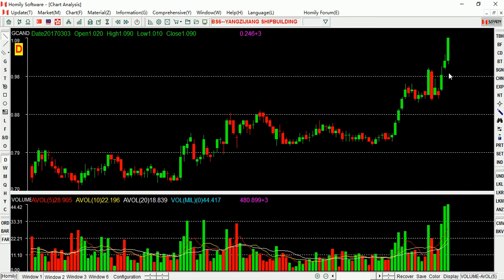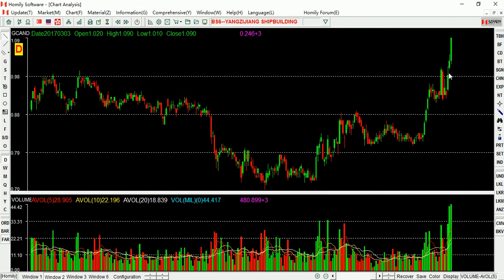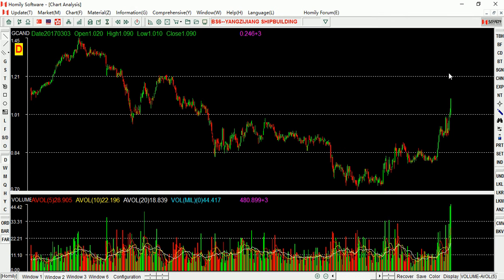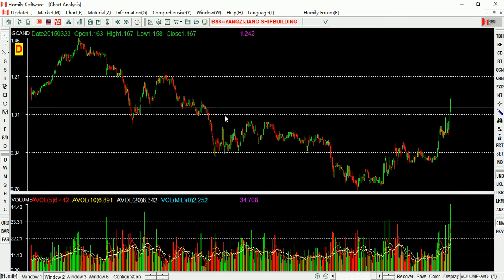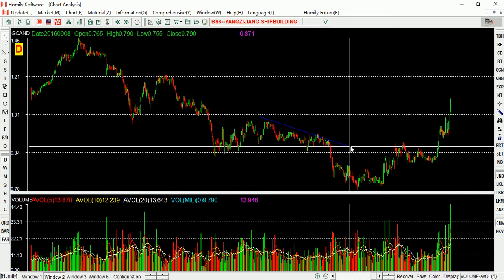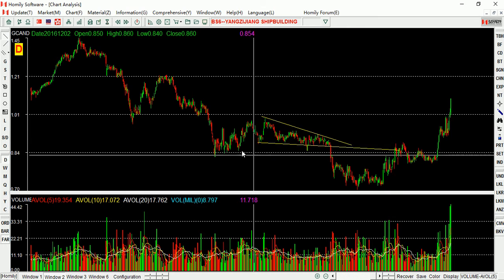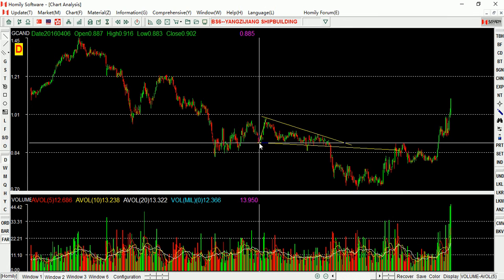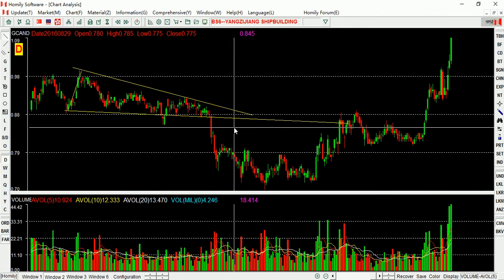Then we can see Yangzijiang still continues to go up, right? Why? Because the trend is good. Why do I say the trend is good? Then we can see here, this is a chart pattern, right? It fell below, buy or not?